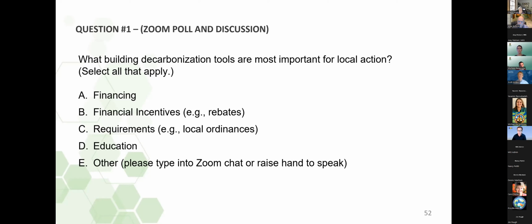Please tell us in the chat, those of you who chose other, what does that mean for you? What are other building decarbonization tools for local action? Please let us know.